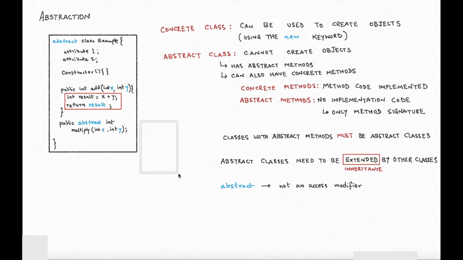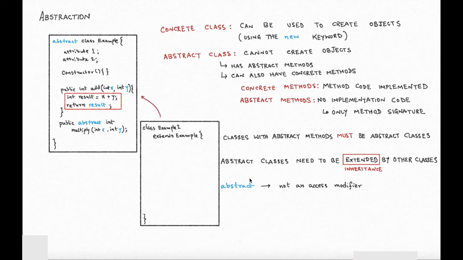Let's say there is a class that is going to inherit from our abstract example class, and let's say the class name is example2. If we want this class to be a concrete class, then it must implement the multiply method. It must have the implementation code of the multiply method.